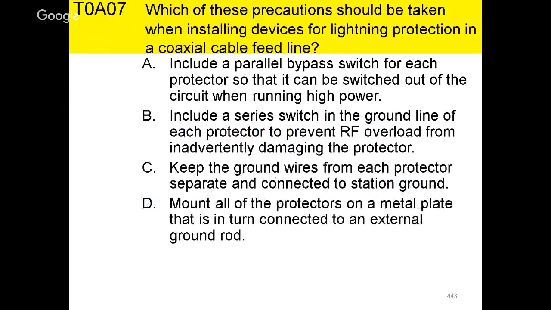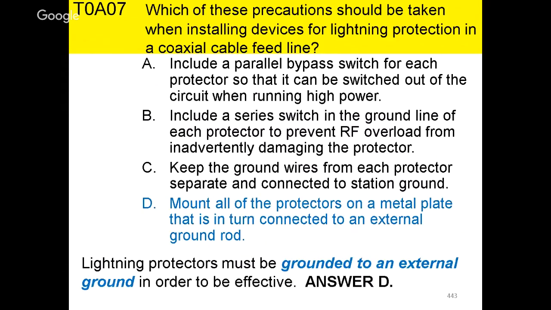Which of these precautions should be taken when installing devices for lightning protection in a coaxial feed line? Coaxial feed line is a little bit of a different animal, but you want to make sure that proper precautions are taken. So you mount all the protectors on a metal plate that is in turn connected to an external ground rod. Very simple, basic stuff. Lightning protectors must be grounded to an external ground in order to be effective.